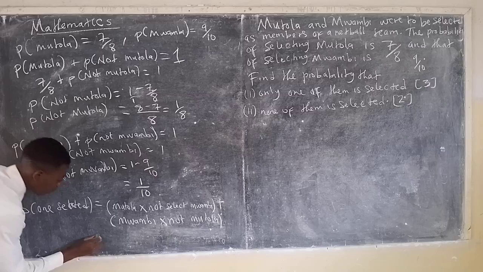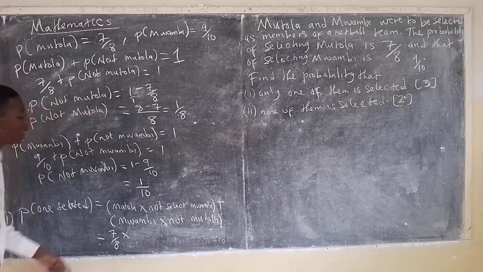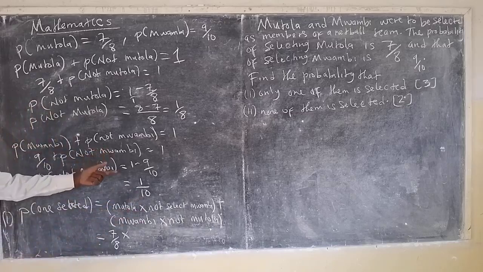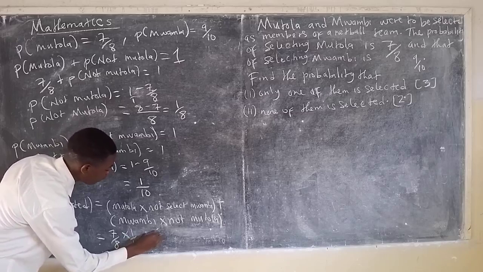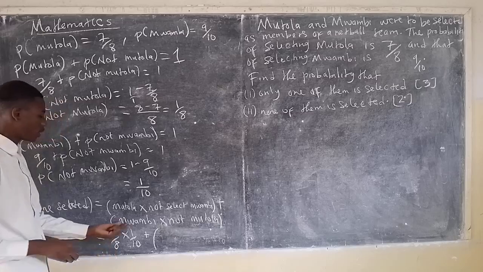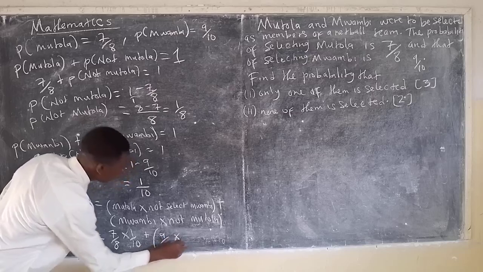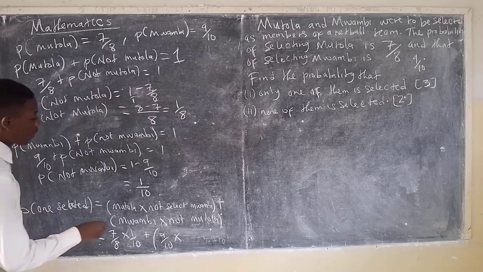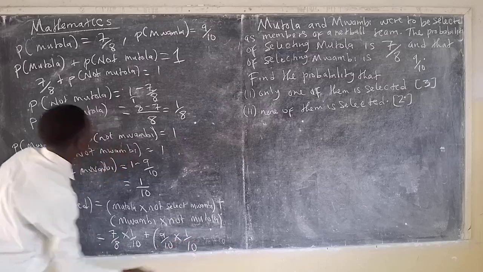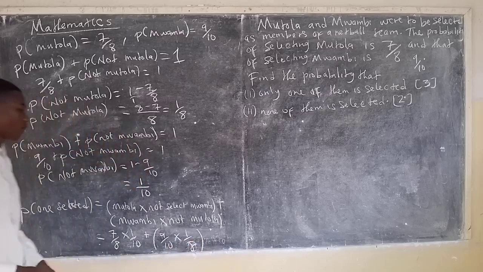So with that we add. We have the probability of selecting Mutola, the original 7 over 8, times the probability that if you choose Mutola, you will not choose Mwami, which is 1 over 10. Then plus the probability of selecting Mwami, which is 9 over 10, times the probability that if you choose Mwami, you will not choose Mutola, which is 1 over 8.